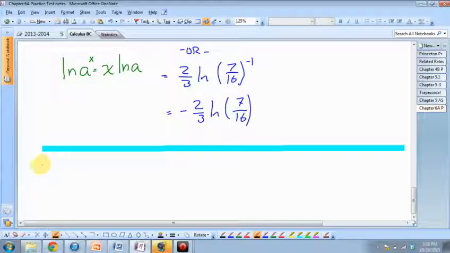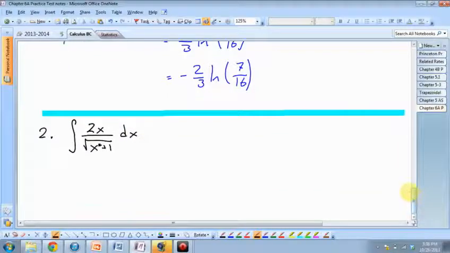Okay, number 2. You should expect something kind of similar. You have 2x over the square root of x squared plus 1 dx. Now, the rule here is you don't want to use integration by parts unless you absolutely have to. So we're going to check to see if we absolutely have to here.